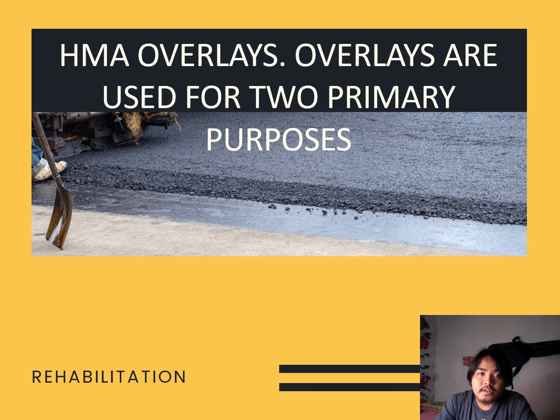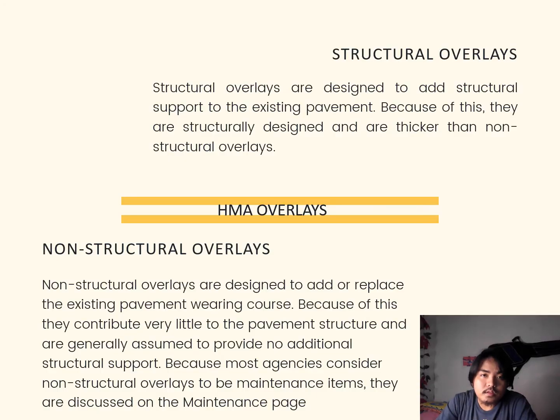Hot mix asphalt overlay. Overlays are used for two primary purposes. The first is the structural overlay and the next is the non-structural overlay. Structural overlays are designed to add structural support to the existing pavement. Because of this, they are structurally designed and are thicker than non-structural overlays.